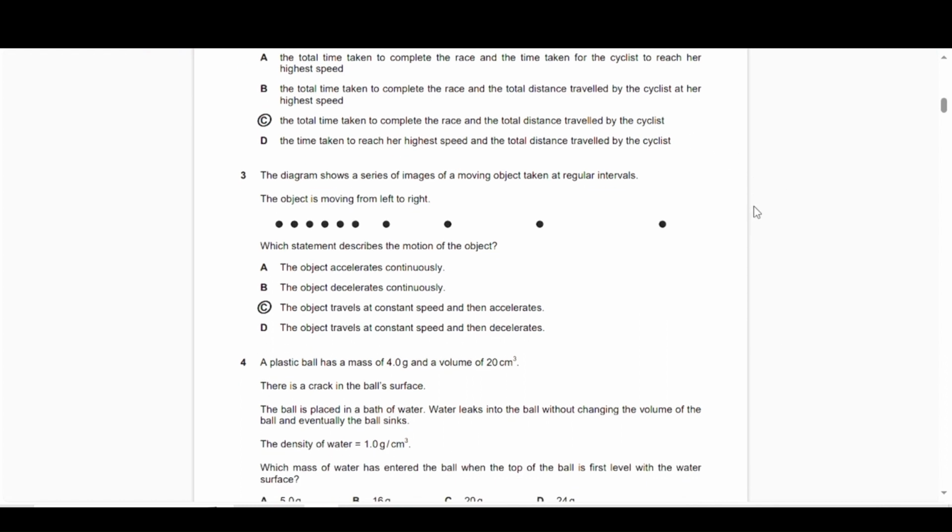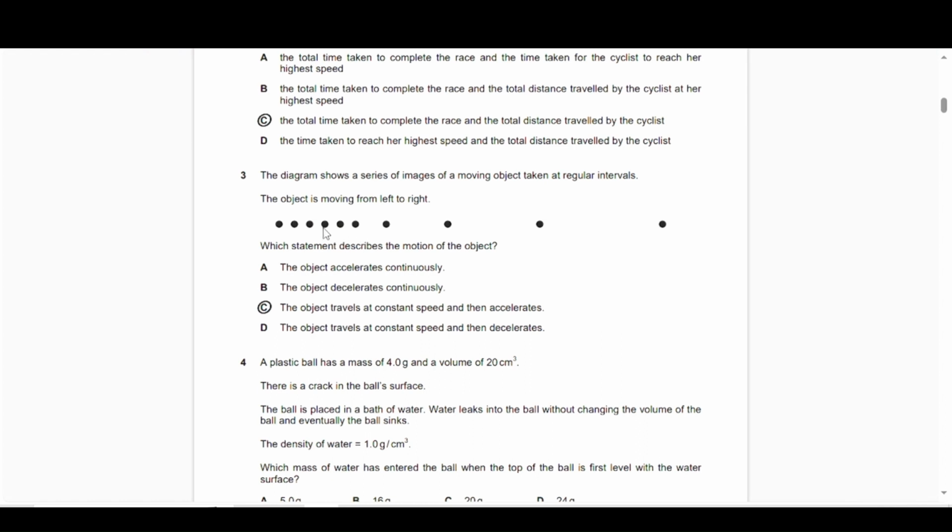The next question goes: the diagram shows a series of images of a moving object taken at regular intervals. The object is moving from left to right. So these are snapshots of an object moving, and they're taken at regular intervals, right? So every second or every few seconds or something like that. And you can clearly see that initially the object is moving at a constant speed because the distance between the dots is the same, and the time interval is always the same. That's what they're saying by regular intervals.